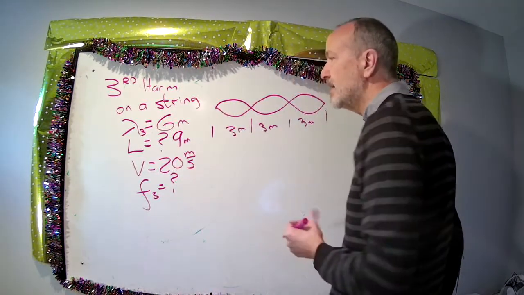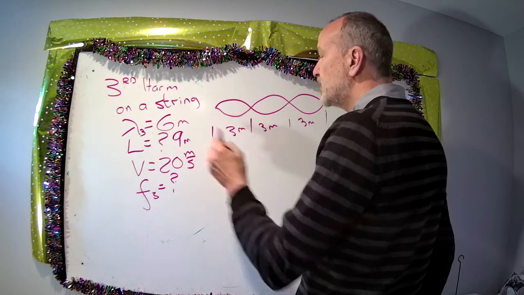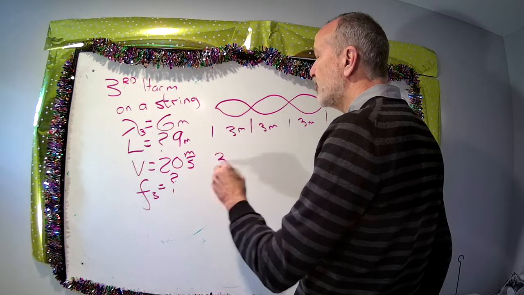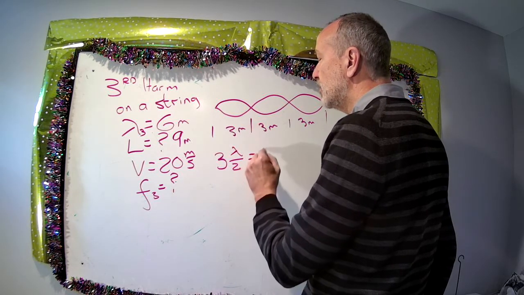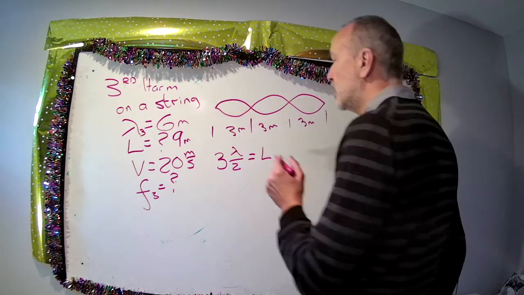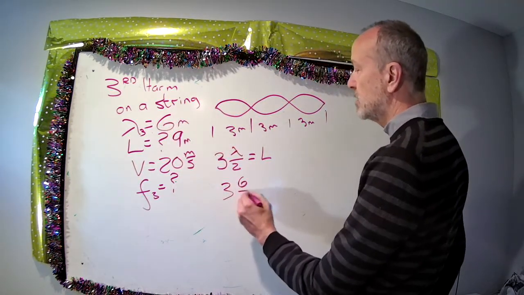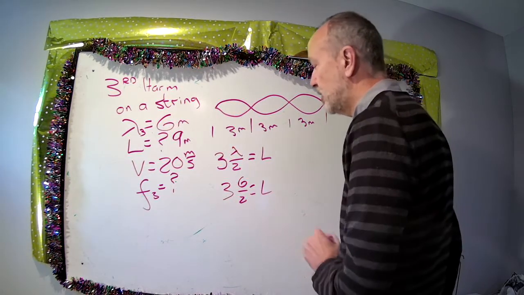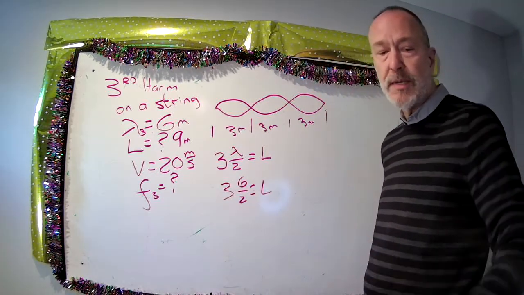The way to do that in an equation, it's the third harmonic wavelength. So 3 half wavelengths equals L. So 3 times the lambda, which was 6, equals L. And then L equals 9 meters. So now we know the string length.